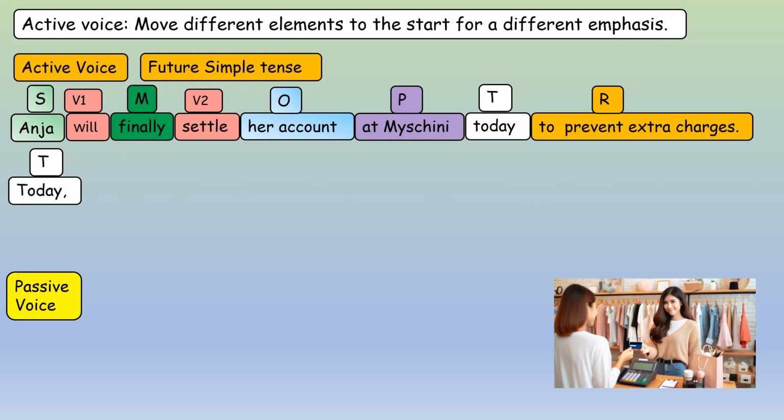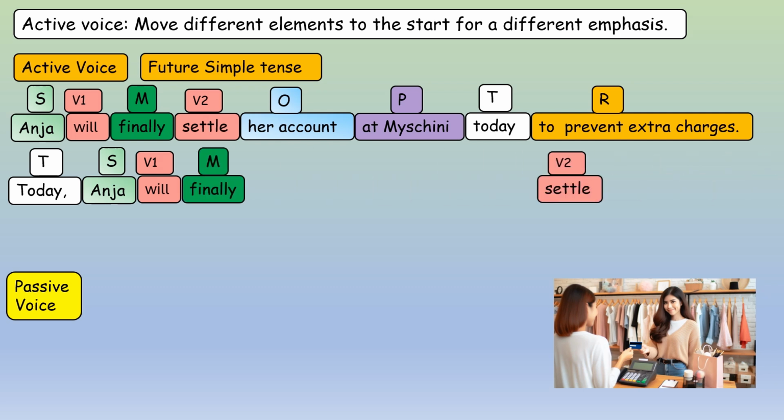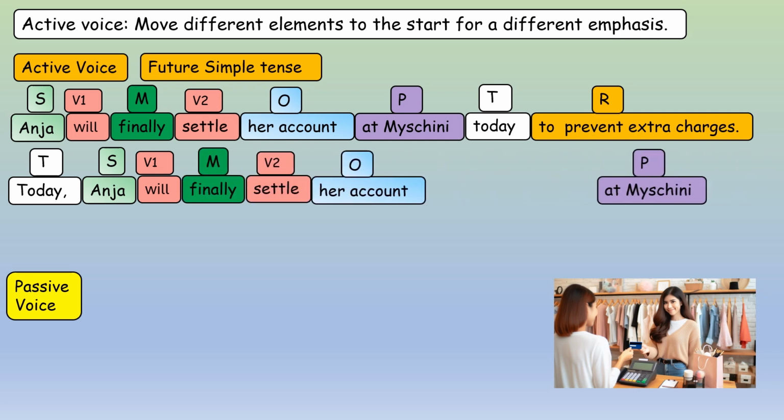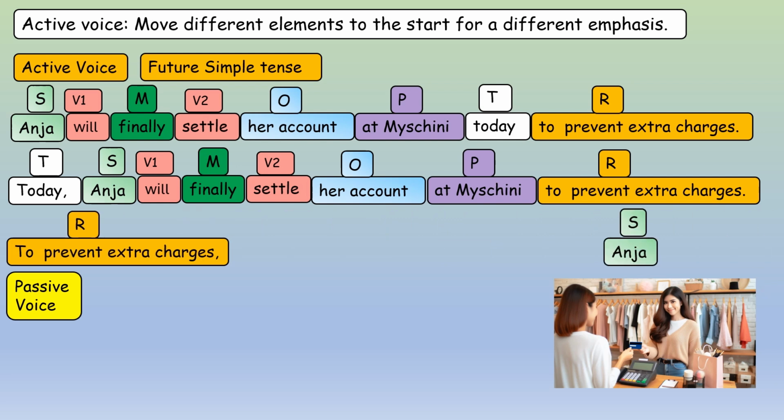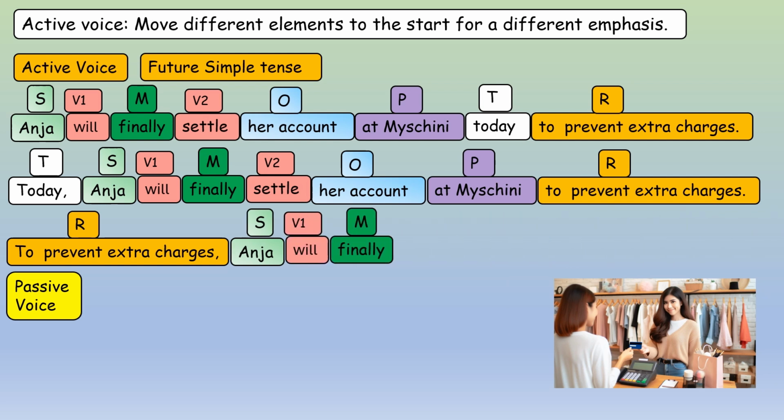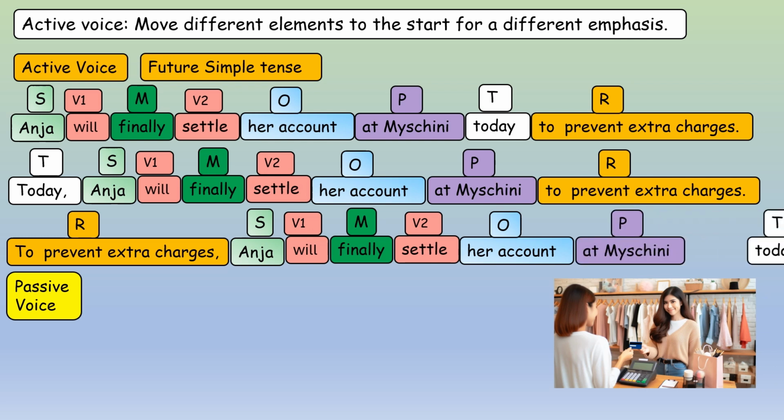So now we can start the sentence differently. Today. I want to emphasize the time, so now I move that forward. Today Anya will finally settle her account at Mashini to prevent extra charges. Now I want to emphasize the reason why she would do that. To prevent extra charges, Anya will finally settle her account at Mashini today.